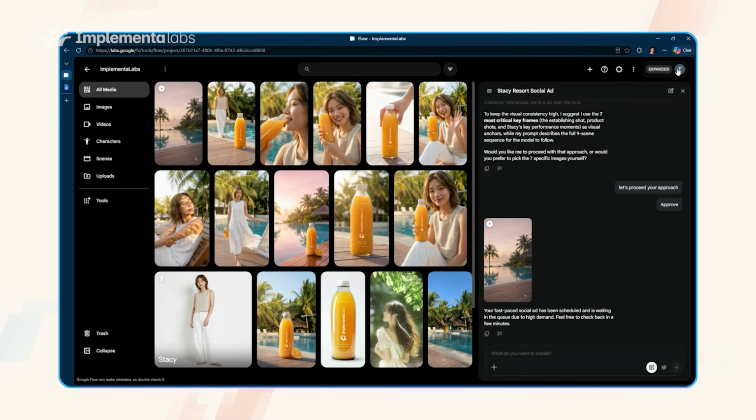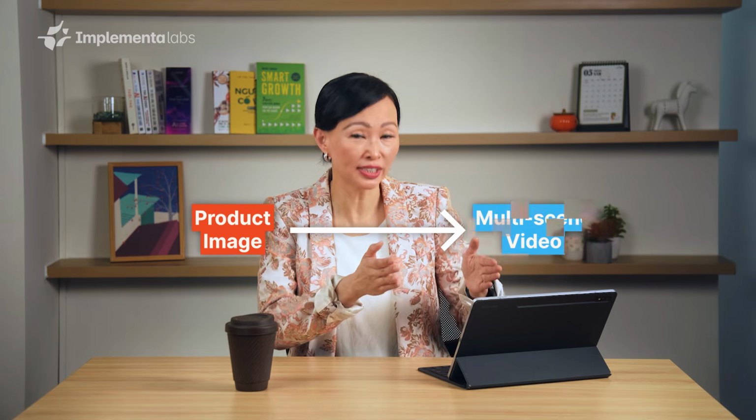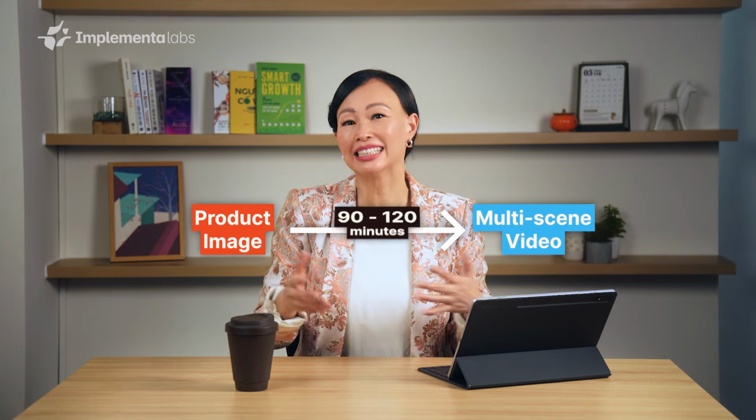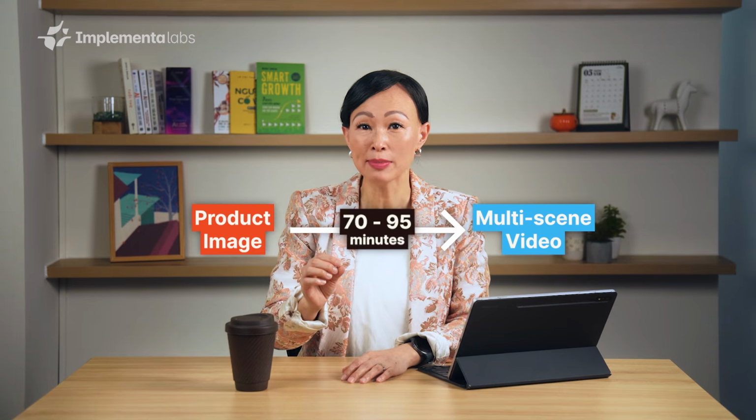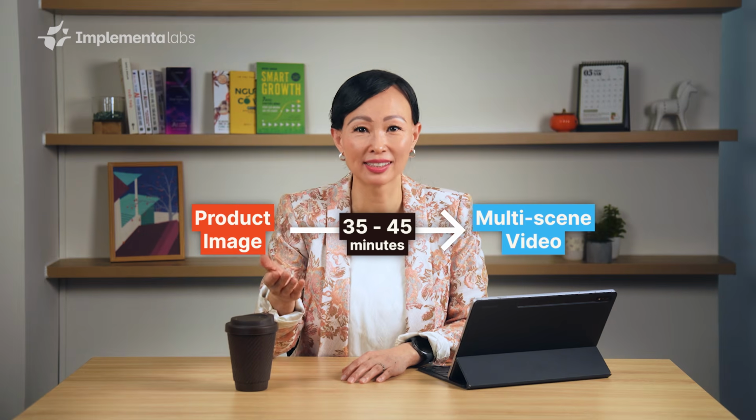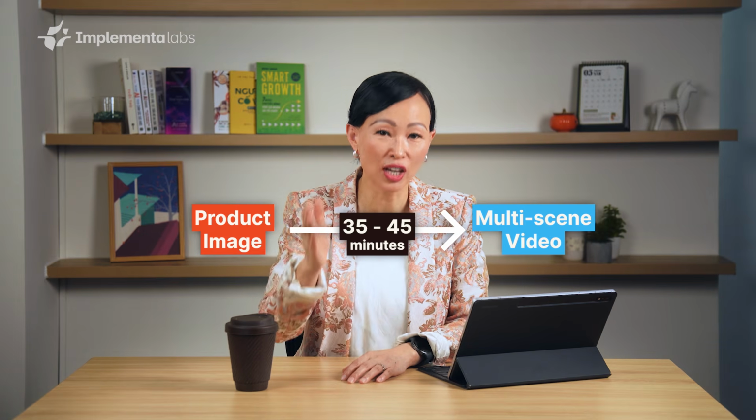Total time for a first-time editor running this workflow end-to-end, from product image to multi-scene video, is roughly 90 minutes to 2 hours. Once you've done this a few times, the same output takes 45 minutes or less. That is your repeatable content engine.